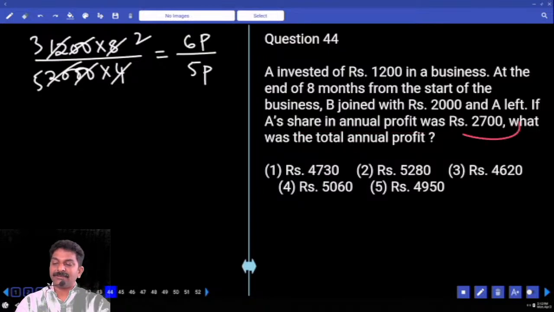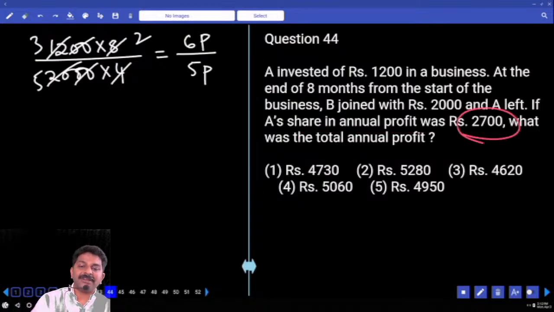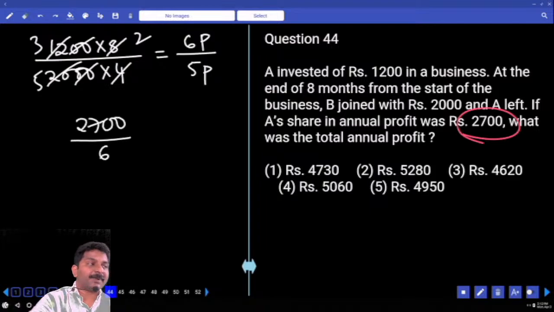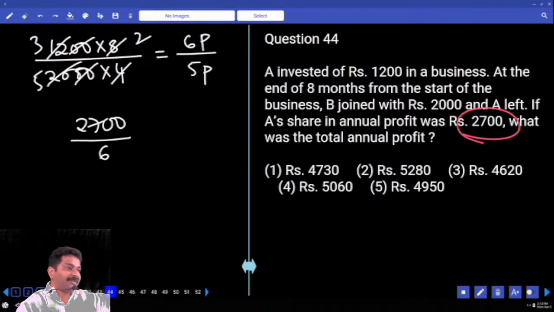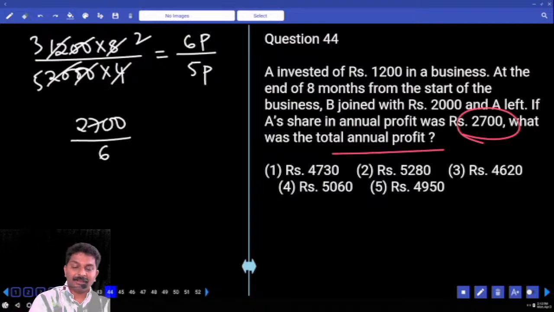A is getting how much? 2700. 2700 is equal to 6 parts. 1 part is this much. If the question is about B's profit, we'll multiply it with 5. But the question is about total annual profit. So how much is that? 11. Yes? Right.